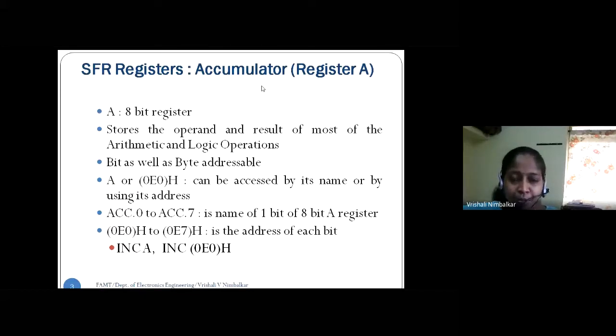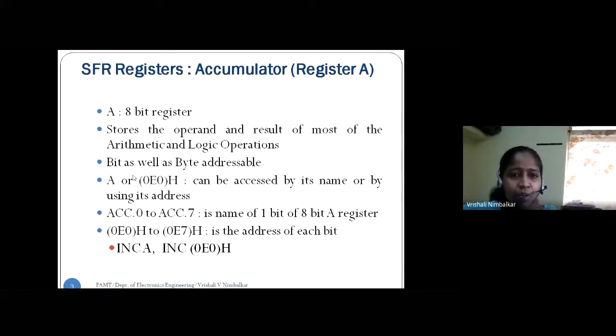What all points do you remember regarding accumulator? It is an 8-bit register. And what is its special function? It is used to store the operand as well as result of most of the arithmetic and logic operations. The special function of accumulator is whatever operations are done by ALU, one of the operand has to be in accumulator, correct? And the second, whatever the result is also stored back in accumulator in almost majority of the instructions, right? That is its special function.